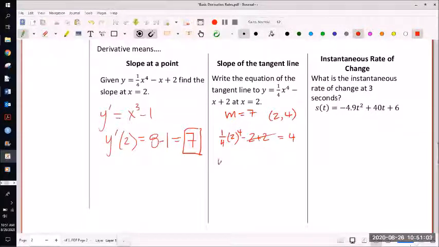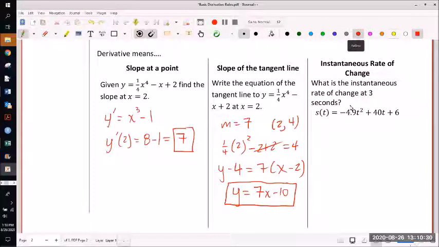So now I can write the equation of the line in point-slope form. That's going to be y minus 4 equals 7 times x minus 2. And then I can simplify this down to slope-intercept form by combining like terms and distributing the 7. That's going to be y equals 7x. I have a minus 14 plus 4, so 7x minus 10.